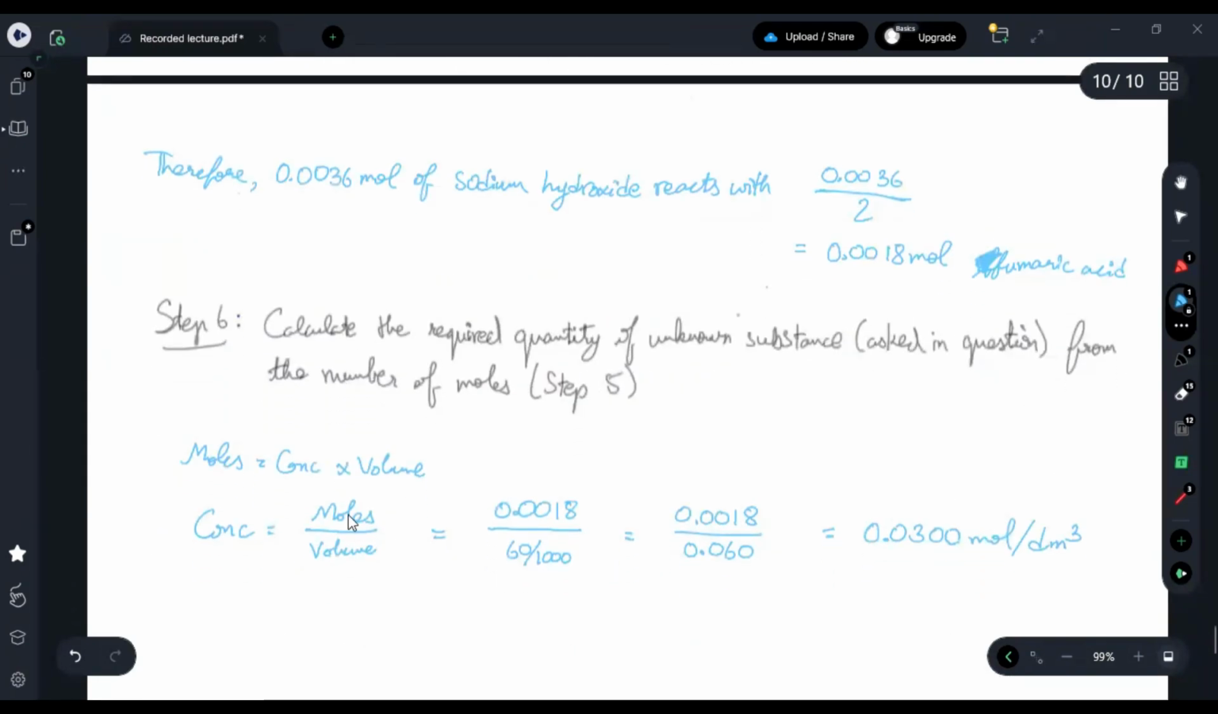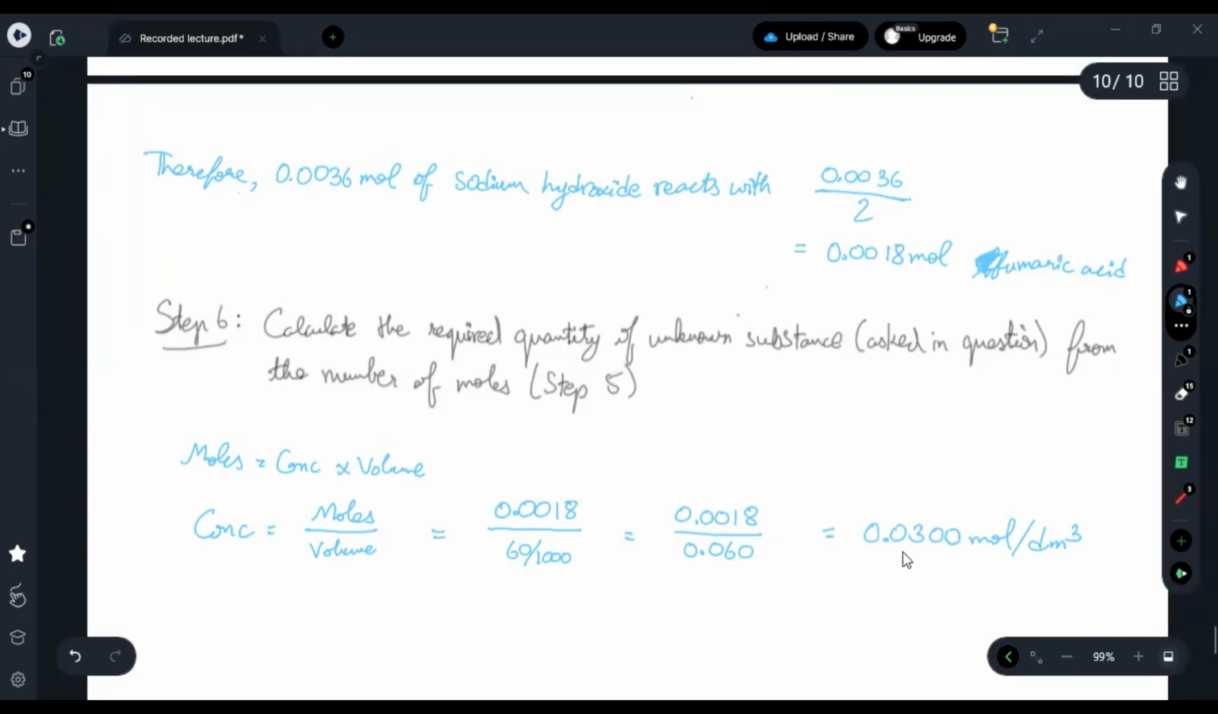So moles upon volume, moles taken from the last step, volume taken from the question. Again, it's cm cube. Remember to do it in dm cube. You divide by 1000. So this is what comes up. And this is your answer for the concentration. If you put this directly in your scientific calculator, you would directly get this answer. But for the sake of understanding and for showing it clearly, this step is also included over here in writing.